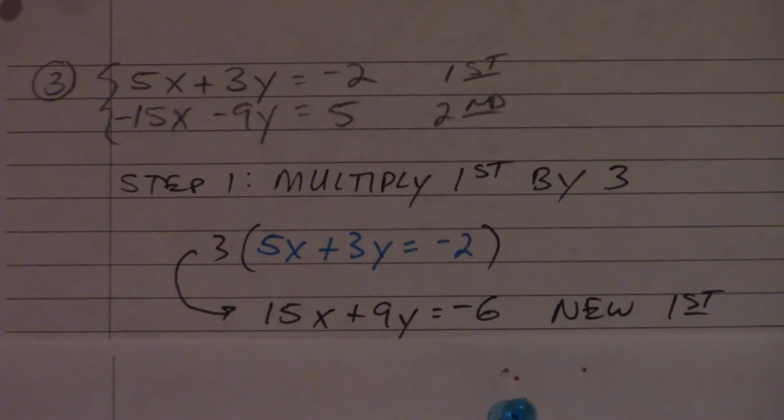Okay, number 3. 5x plus 3y equals -2. -15x minus 9y equals 5. What do you think I'm going to do? Well, you can see it, right? I'm going to multiply the first equation by 3 so that I can eliminate the x. So let's do it. 3 times 5 is 15, so I get 15x. 3 times 3 is 9, plus 9y. 3 times -2 is -6. So my new first equation is 15x plus 9y equals -6.